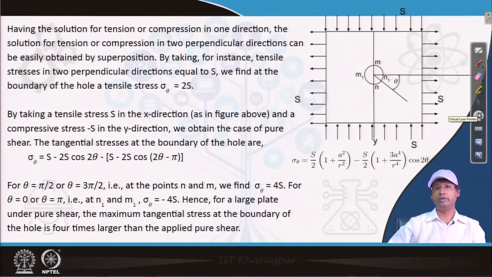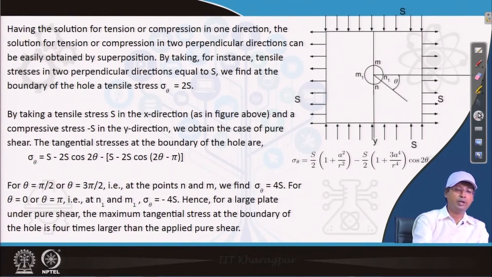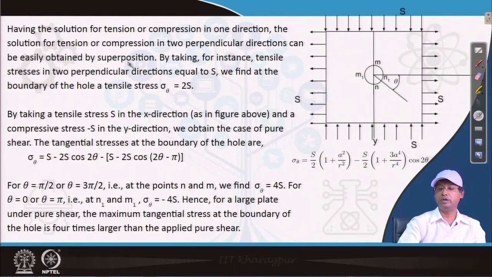We come across a different type of problem. In this problem what we see is that instead of putting stress only in one direction, we may have stress conditions from both directions. So, what can be the situation? That is what we have tried to find out. Having the solution for tension or compression in one direction, the solution for tension or compression in two perpendicular directions can be easily obtained by superposition. So, we are assuming that linear superposition holds. So, if in one direction the solution has been obtained, we can easily find out the other direction separately and we can add it.